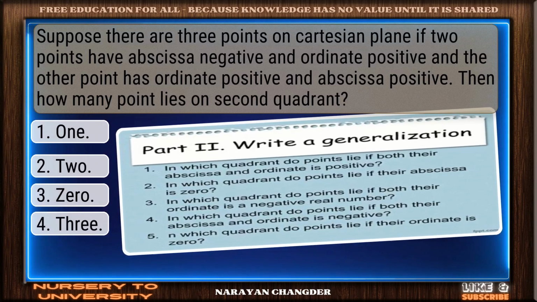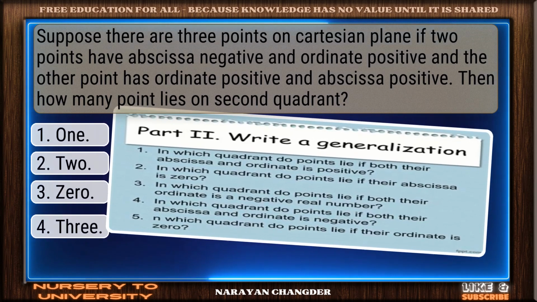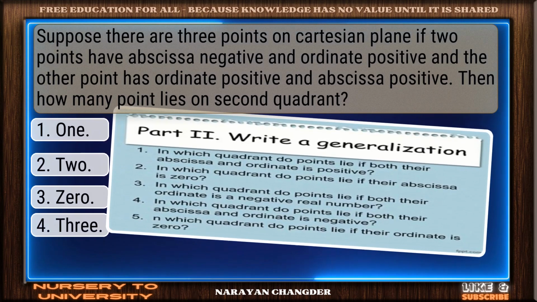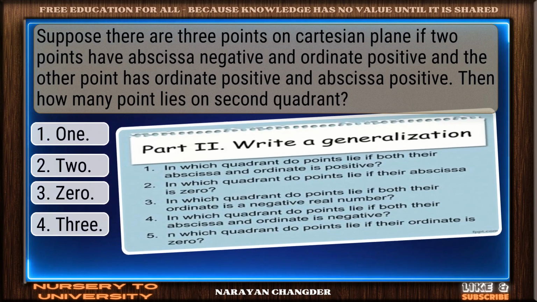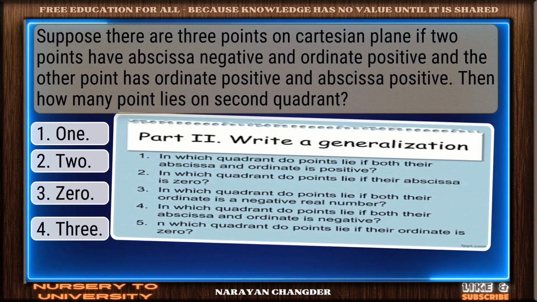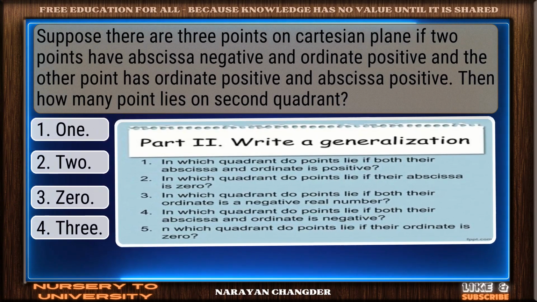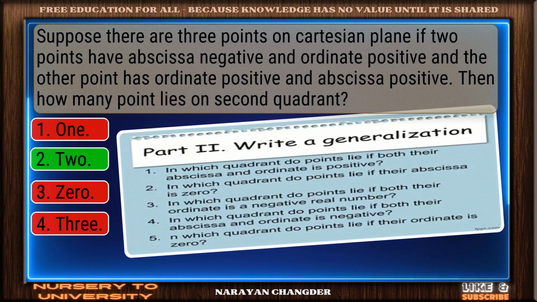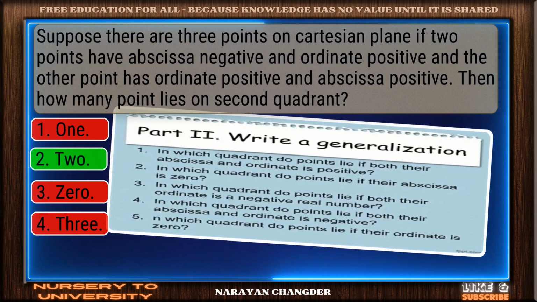Question number 1. Suppose there are 3 points on Cartesian plane. If 2 points have abscissa negative and ordinate positive, and the other point has ordinate positive and abscissa positive, then how many points lie on the second quadrant? On track. 2 is the correct answer.